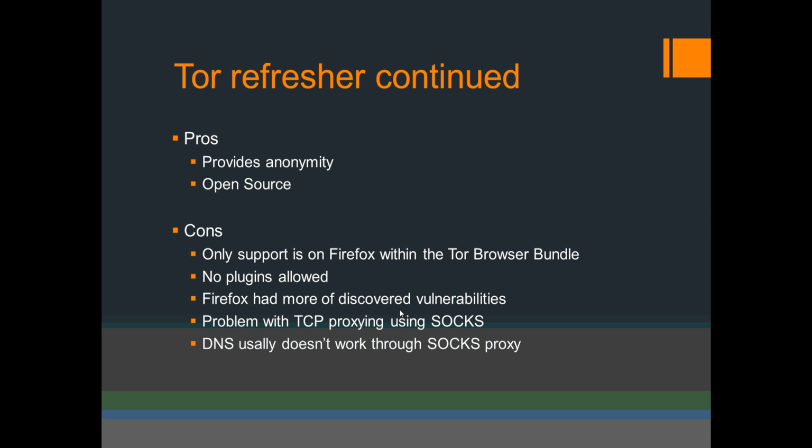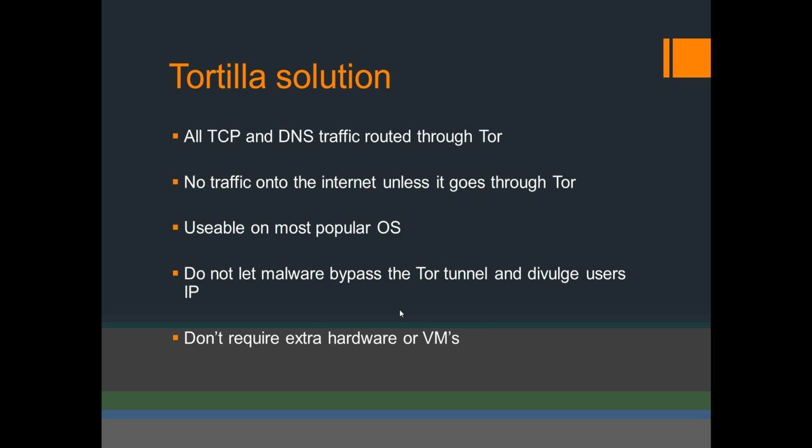So another problem with Tor is that there's not a lot of support for TCP proxying using the SOCKS proxy. And even when there is, DNS usually doesn't work through the SOCKS proxy. So the solution that these guys came up with, they all work for an organization called CrowdStrike, is that all TCP and DNS traffic should be routed through Tor. No traffic should go onto the internet unless it goes through Tor.